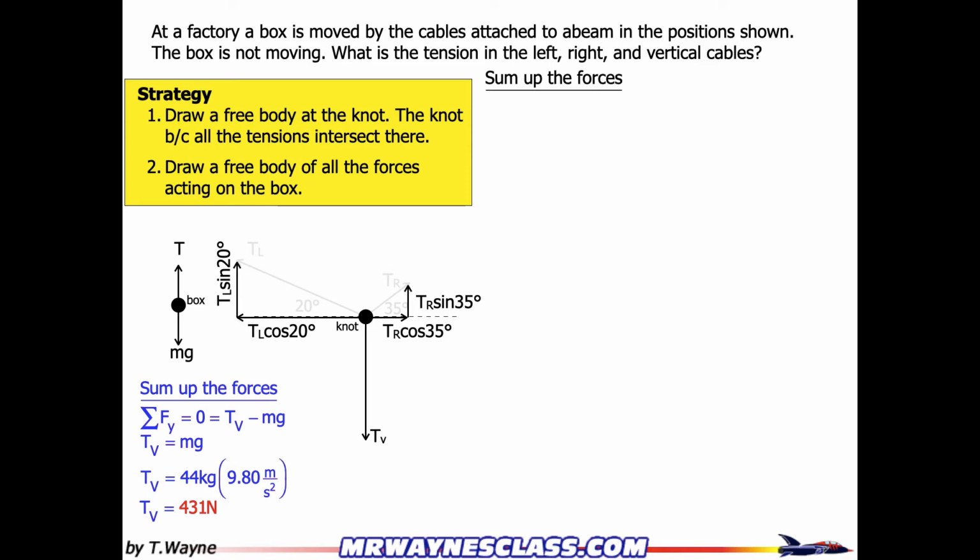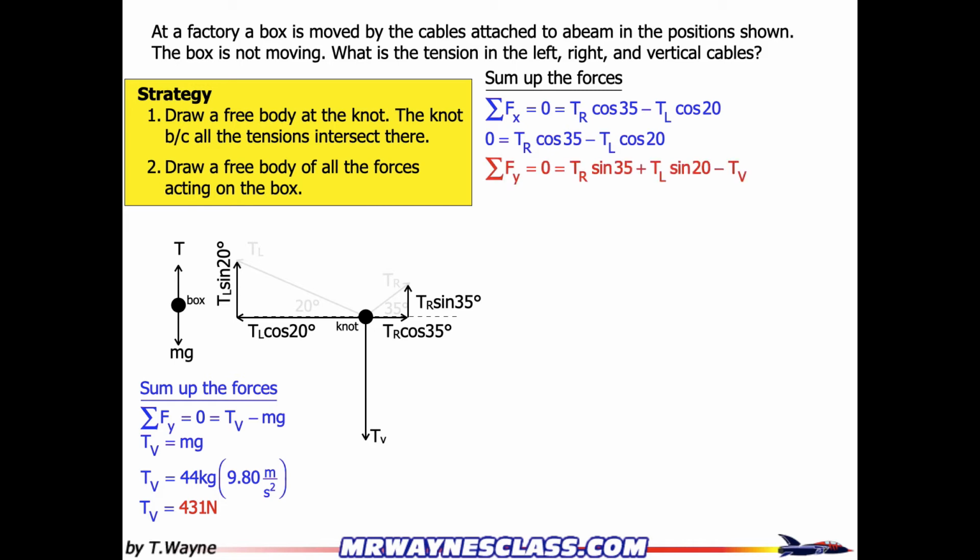Sum of the forces in the x direction is equal to 0 because it's not accelerating. And that's all the forces going to the right minus all the forces going to the left. So I've got TR cosine 35 minus TL cosine 35. Notice this does not include the TR sine and the TL sine because those aren't horizontal. So these are just the horizontal forces. Okay, this means that 0 is equal to TR cosine 35 minus TL cosine 20.